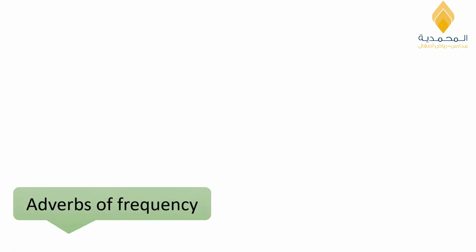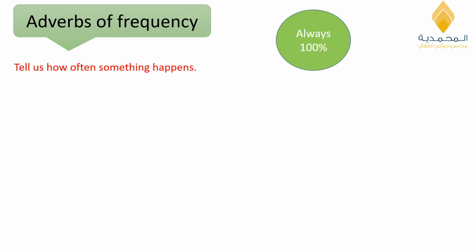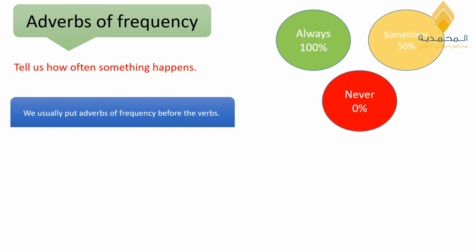Let's talk about adverbs of frequency. As we mentioned before, adverbs of frequency tell us how often something happens. We have always, which means 100%, sometimes 50%, and never 0%. We usually put adverbs of frequency before the verbs. Let's see some examples.